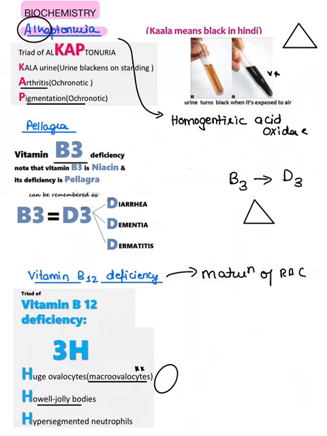You will have Howell-Jolly bodies, so we should revise where we see Howell-Jolly bodies. We see them in post-splenectomy cases and thalassemia cases. Okay, and we will have hypersegmented neutrophils. So what is the criterion of a hypersegmented neutrophil? Sorry, it means a neutrophil showing more than 5 lobes is known as a hypersegmented neutrophil.